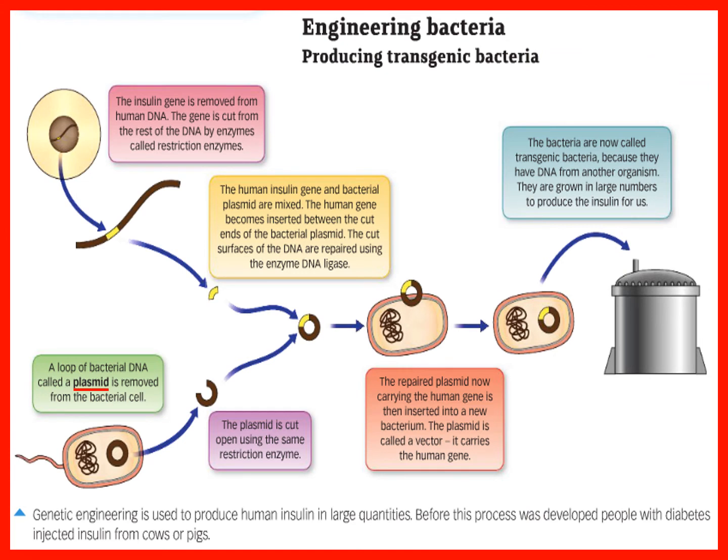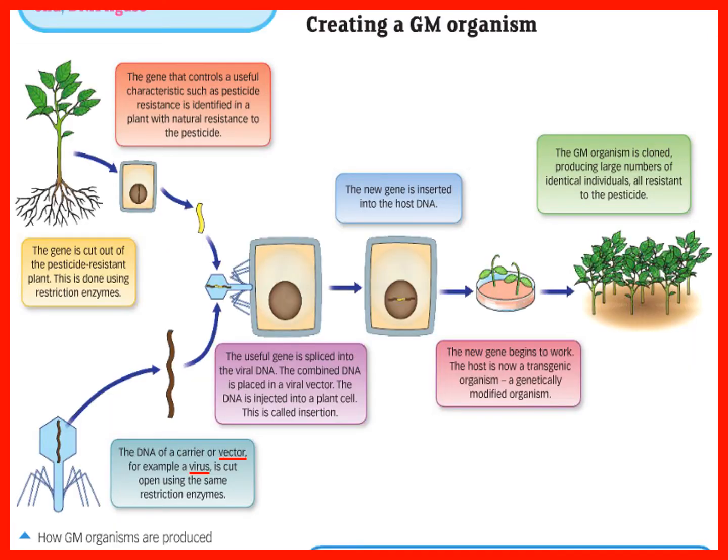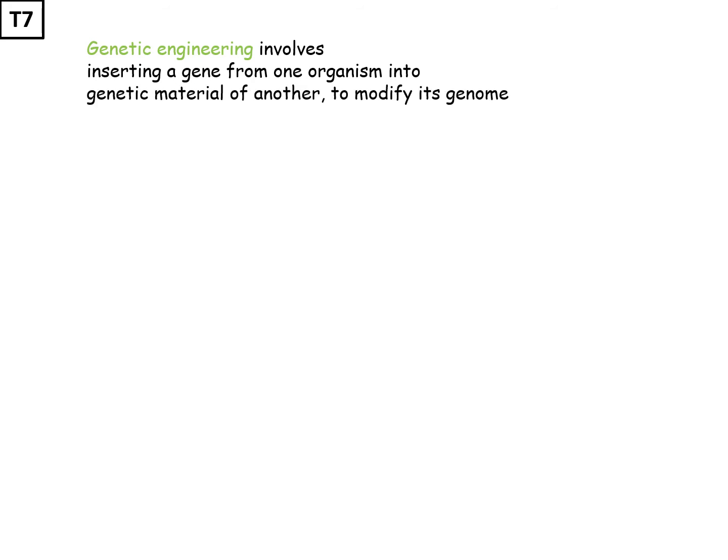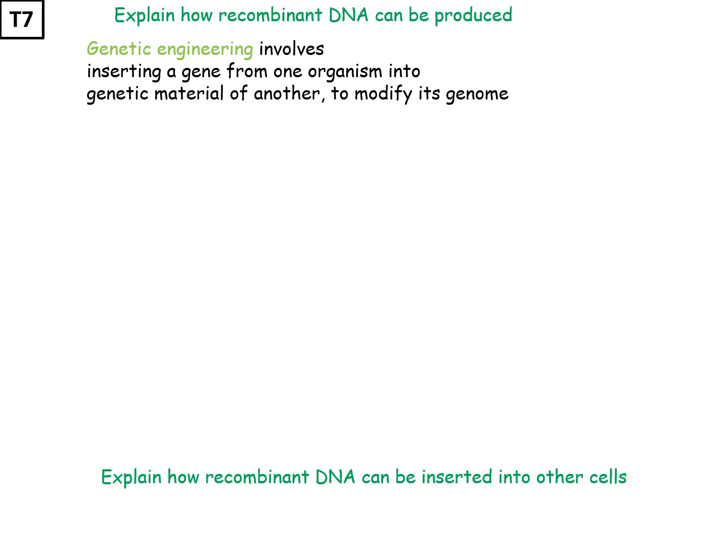So plasmid is a type of vector that can be used, and obviously we're using bacteria in this case because that's where they're naturally found. But other types of vectors you could use to transfer the DNA or the gene can be a virus. So you could put it into a virus and the virus can infect and transfer the gene. There are other types of vectors as well, which we'll mention. So genetic engineering involves inserting a gene from one organism into genetic material of another to modify its genome. In other words, you're changing what's in the DNA.